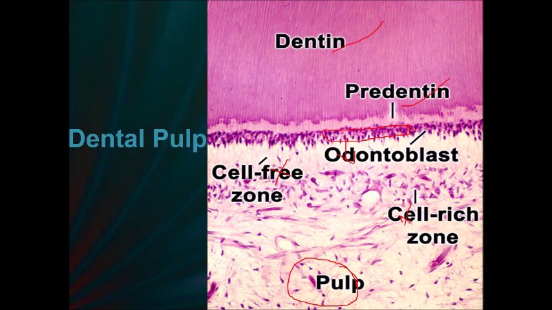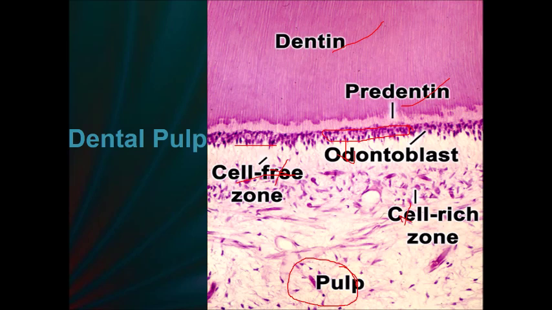Why is it called the cell-free zone? Or another name, the nuclei-free zone. Because we cannot see any cells in this area, and there are processes that pass through this cell-free zone. What types of processes can we see in this zone? We have the nerve fibers, the processes of antigen presenting cells, and the processes of fibroblasts.